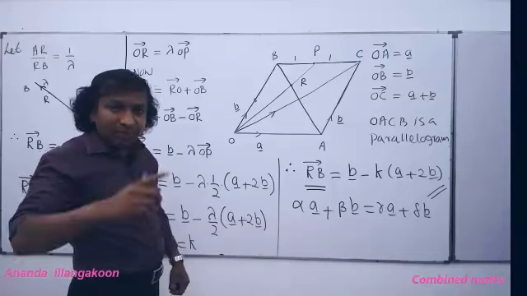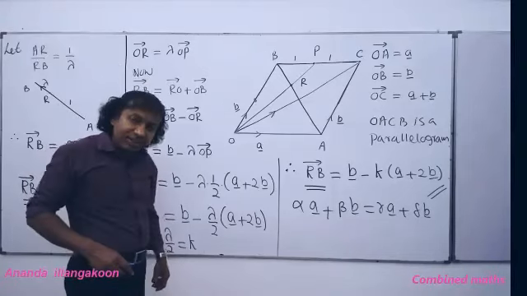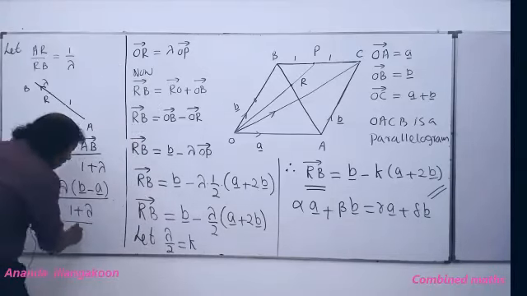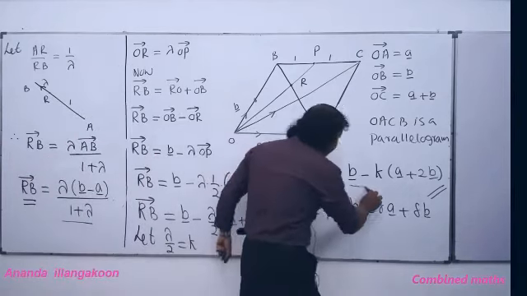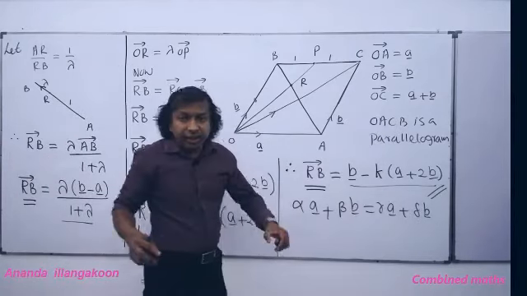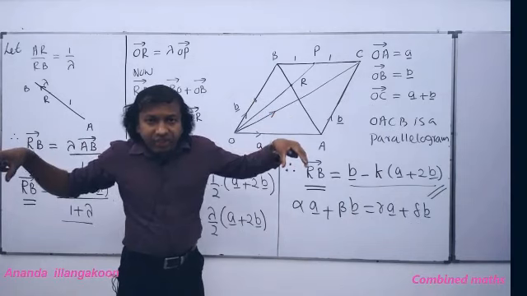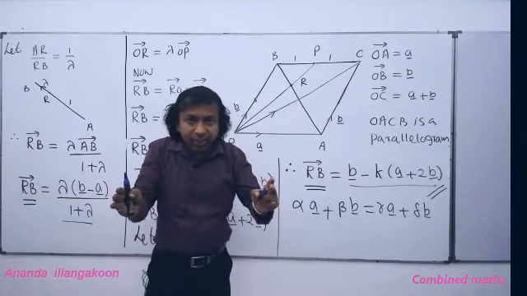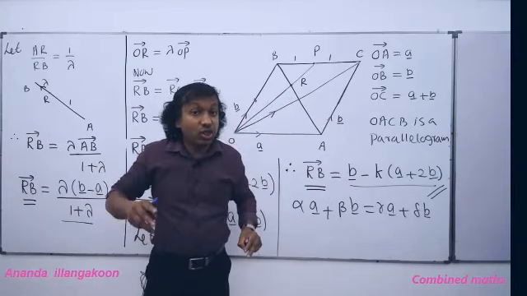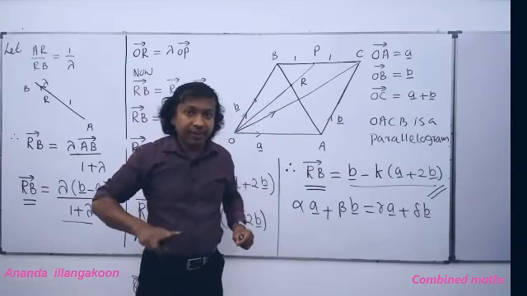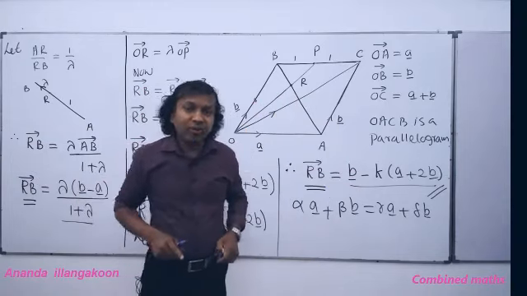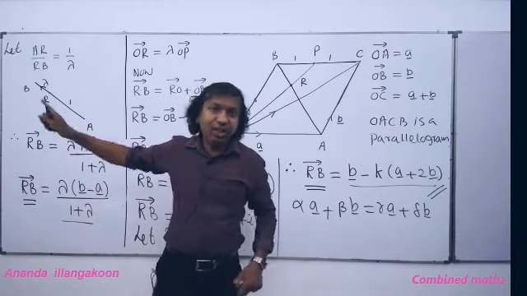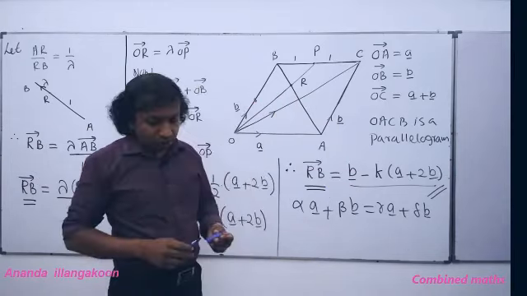Understood? I'll give you 2 minutes. Try this, people. Equate this right hand side to this right hand side. Then equate the coefficients of a and the coefficients of b separately. Take two equations. They are two simultaneous equations with the two unknowns lambda and k. Solving them, find lambda. Lambda will be half. Then you get the last answer. I think you can do this, people. Right. Start.